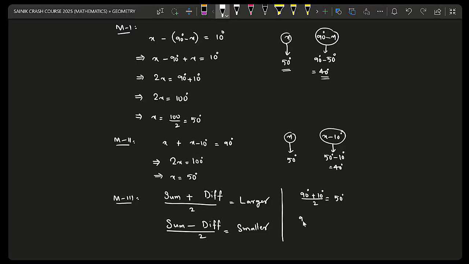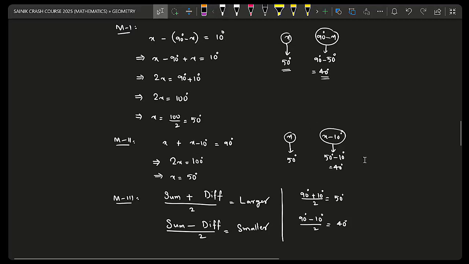Now you want the smaller angle. 90 minus 10 by 2. What is the answer? 40. So not only in geometry, sometimes in algebra also they may give a question like there are two numbers, the sum of them is this much, the difference of them is this much, and find out those two. So no need of writing any equations. Just remember, sum plus difference by 2, you'll get the larger number. Sum minus difference by 2, you get the smaller number. So this is useful. Very good, Shriyansh.